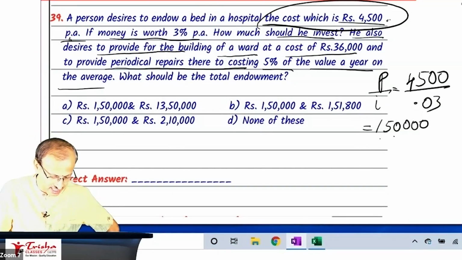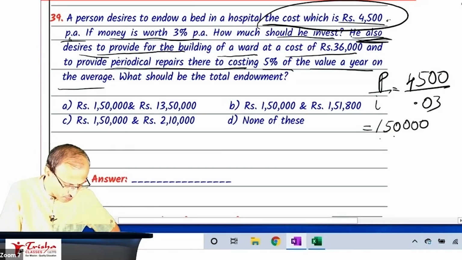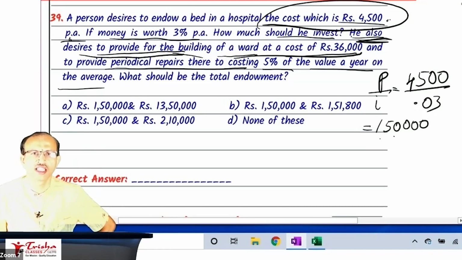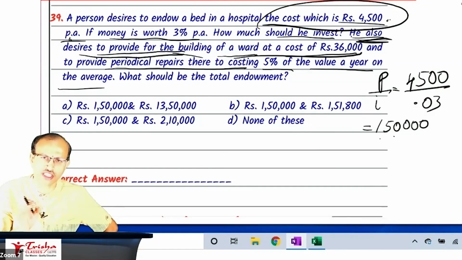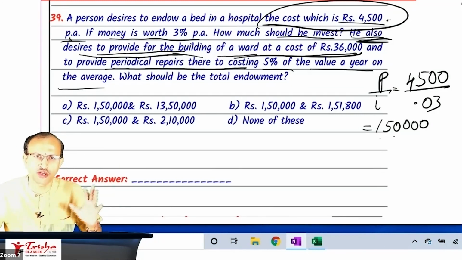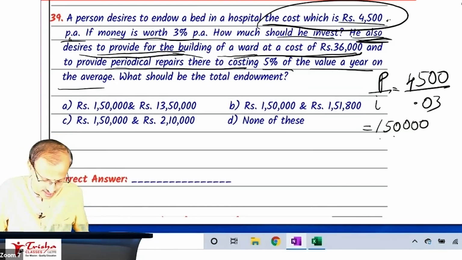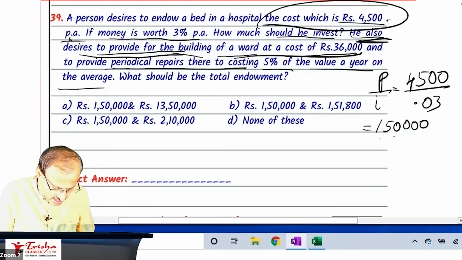Okay, second one. He also desires to provide for building a ward at a cost of 36,000. There is a ward, there is a room. He would like to provide the cost of the ward, 36,000. Construction of that small room, he would like to provide 36,000. Is it every year? Not given. 36,000 once. So I will consider the first one as the cost of the bed.